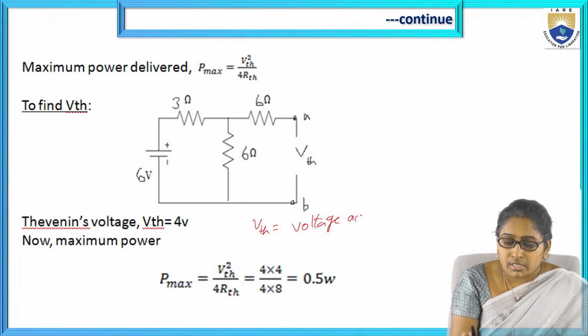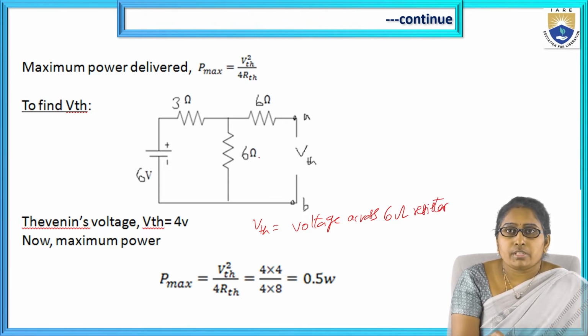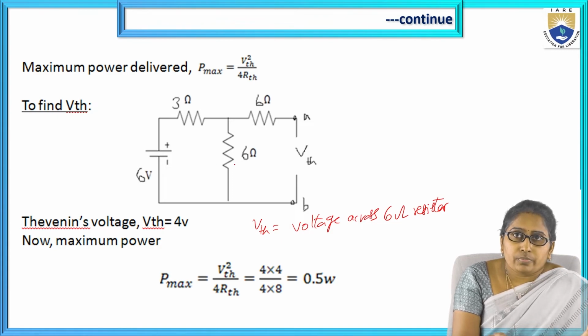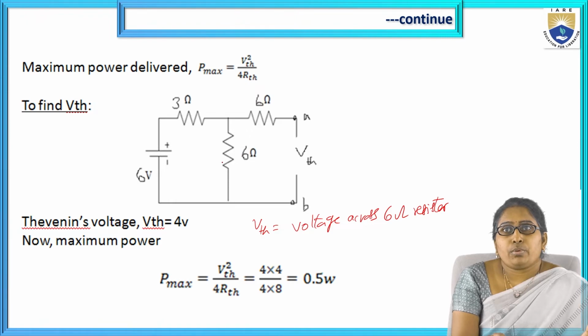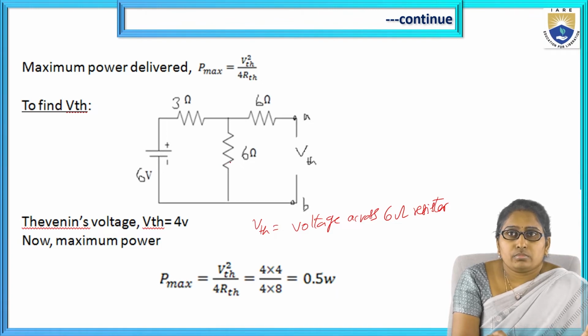Voltage across the 6 ohm resistor. Find the voltage across the 6 ohm resistor for this circuit. Finally, it means you calculated the VTH value. Now, how do we find the voltage across the 6 ohm? To find the voltage across the 6 ohm, find the current in the 6 ohm, right? Its resistance value is 6, already given.